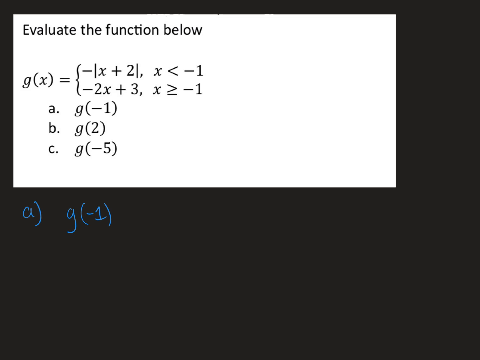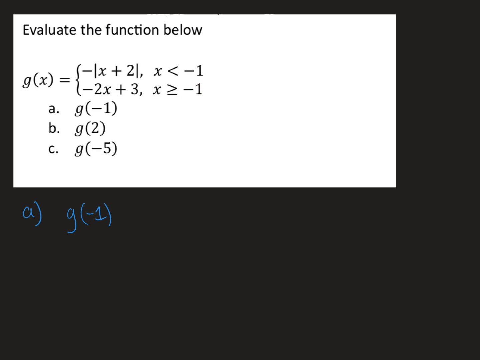We just compare this x value. That used to be an x, now it's a -1, so this is an x value with these inequalities. So where does -1 go in these inequalities here? Well, it looks like this bottom one, because -1 is in fact greater than or equal to -1.